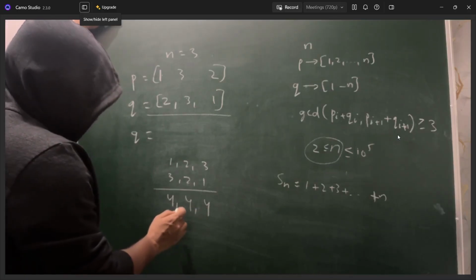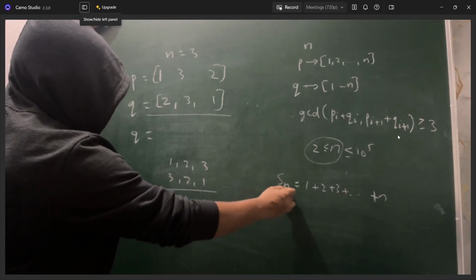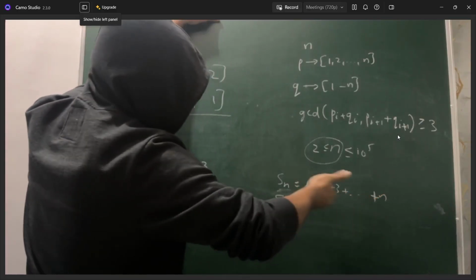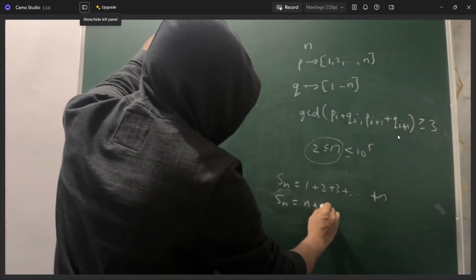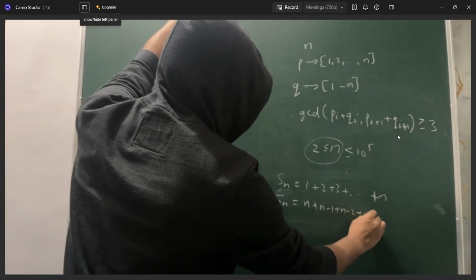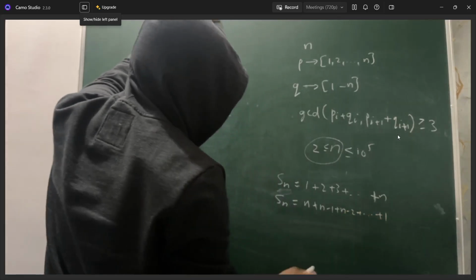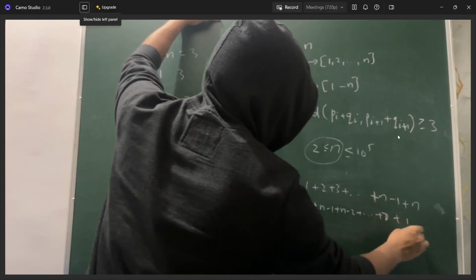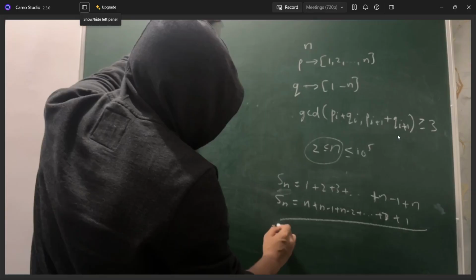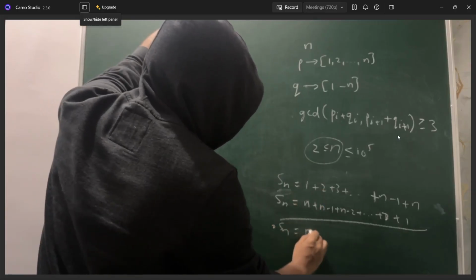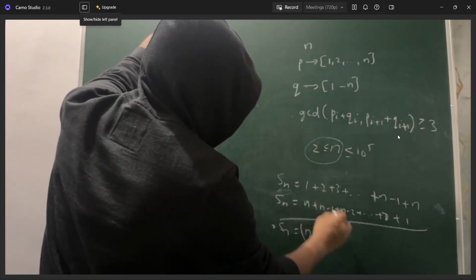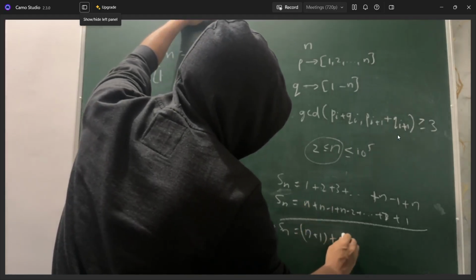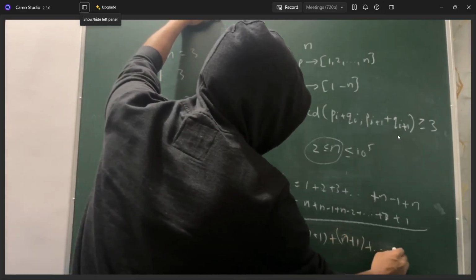And one more thing, I'm saying like Sn, whatever you are taking, you can take this also. Sn is equal to the reverse of this combination, I mean arrangement: n minus 1 plus n minus 2 plus up to so on till 1, right? You can write this way: n minus 1, n, so you can write 2 plus 1 this way. If you add now, 2 times Sn is equal to n plus 1, again n plus 1, up to so on till n plus 1.